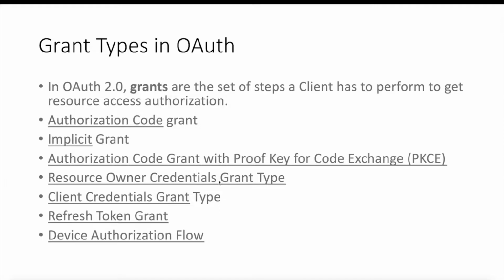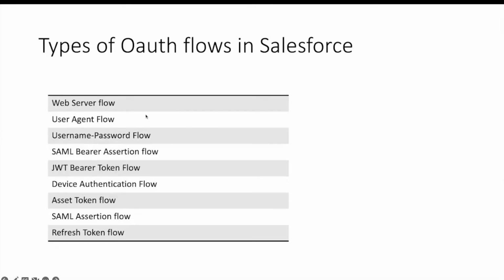In that case, the URL parameter types are different. So these are the types of OAuth flow. If you are going for an identity and access management certification, you must know all these OAuth flows in detail. In today's video, we are only going to learn about the web server flow. If you want to learn JWT or SAML, then please watch my other videos on that.